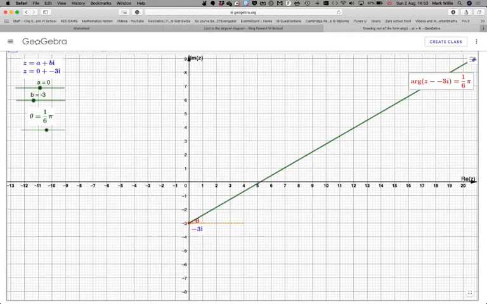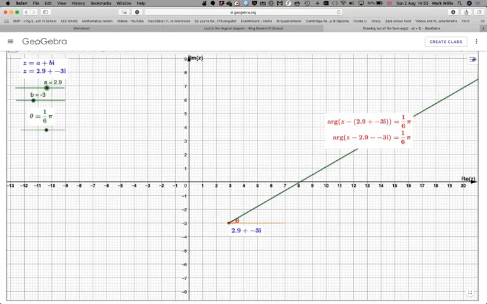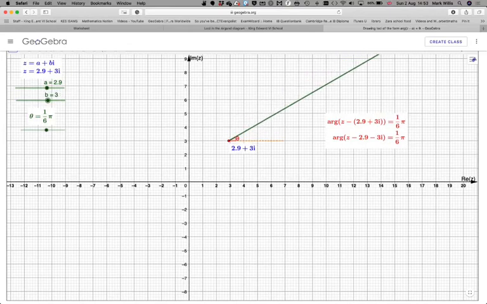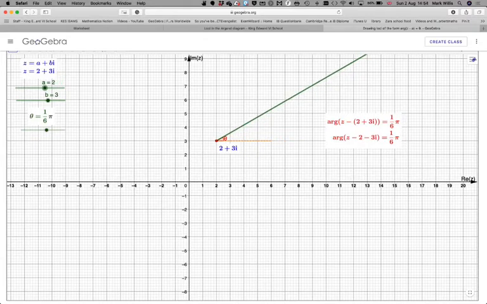If we get both of them to be something, let's go up. Then it becomes the argument of z minus, in brackets, 2 plus 3i, is equal to 1/6 pi in this case. When you take the minus sign, because it's more likely to be written like this in an exam, z minus 2 minus 3i, you're probably wise to write it like that in order to find the starting point if you had to draw it for yourself.